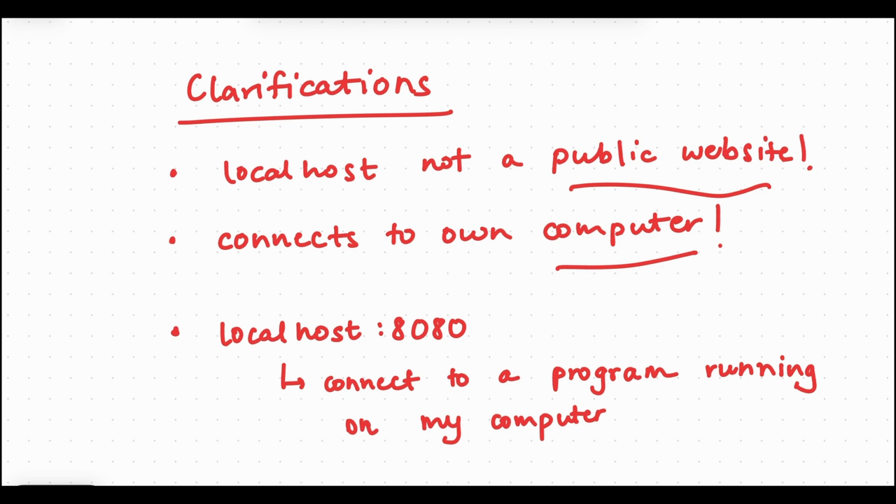So in summary, localhost 8080 means connect to a program running on my computer that is listening on port 8080. It combines a loopback address with a commonly used development port, allowing developers to build and test real networked applications using the same rules as the production systems, just without leaving their own machines.